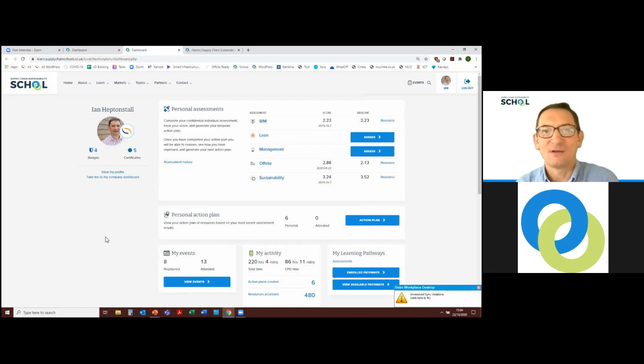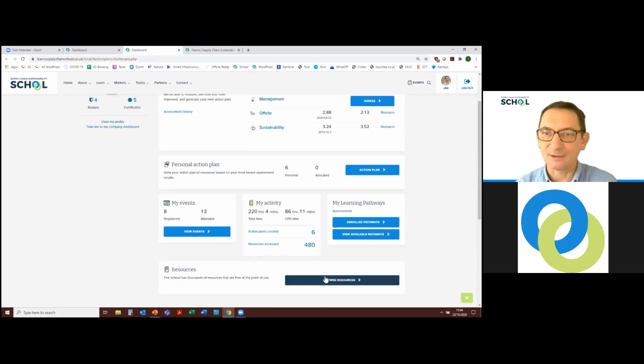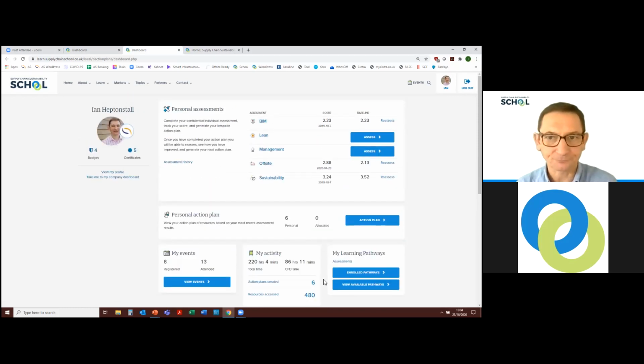And this has got my various training needs assessments there for BIM, for lean, for management, for offsite, and for sustainability. And this collects together all the learning that I do within the supply chain school. So you can see there, I've attended 13 events. I'm registered for 8 coming up. I've got my personal action plans there. I've done 220 hours of learning within the school. 86 of those were CPD accredited, and I can enroll on various learning pathways and browse the resources throughout this whole school. I'm going to come back in a moment to show you how to do that assessment.